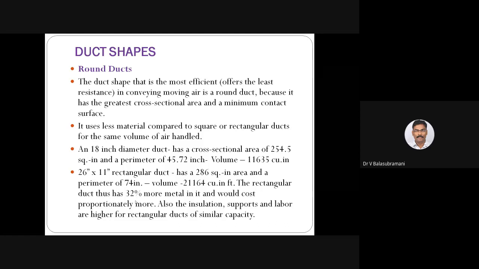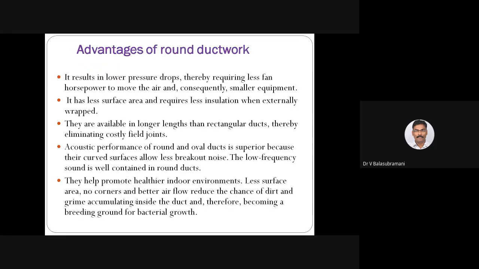32% more metal is required and it would cost proportionally more, as well as insulation, support and labor. All the things are increasing. So that's the major advantage of the round duct. It occupies minimum material and offers the least resistance, as well as lower pressure drop because its resistance is low, requiring less fan horsepower to move the air. Consequently, for smaller equipment, it has less surface and requires less insulation when externally wrapped. They are available in longer lengths also.